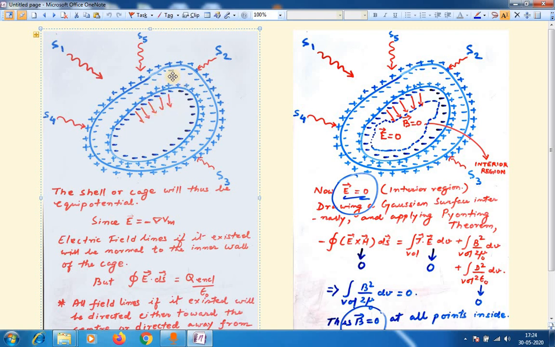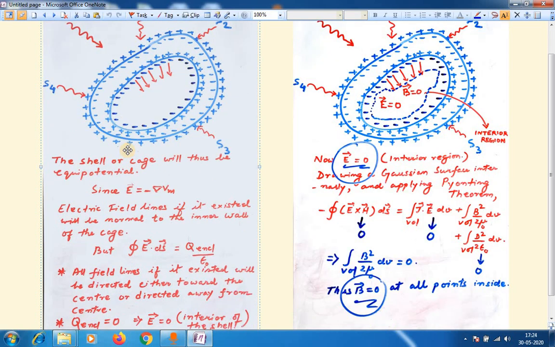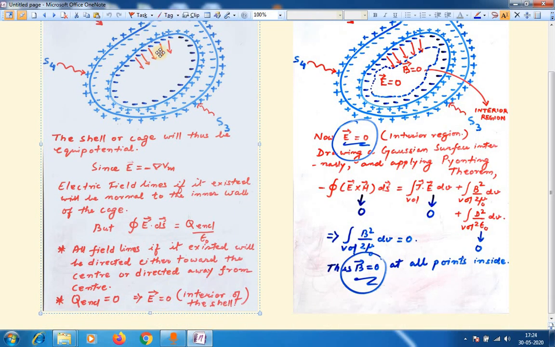Now, since the strongest point we have is that the conductor is equipotential, and if I draw a Gaussian surface here, again with the same analogy that we have already proved a little while ago, we can show that the closed surface integral of these field lines, which are either directed towards the center or directed away from the center, will always be zero. That means the electric field has to be zero, isn't it? Electric field has to be zero at all points inside.